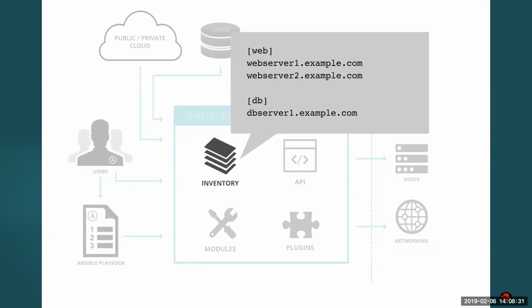So in this example, there are three target machines, also known as managed hosts, and two groups. So you have web server 1 and web server 2 in the web group, and DB server 1 in the DB group. What a group is essentially is a collection of target machines or managed hosts.